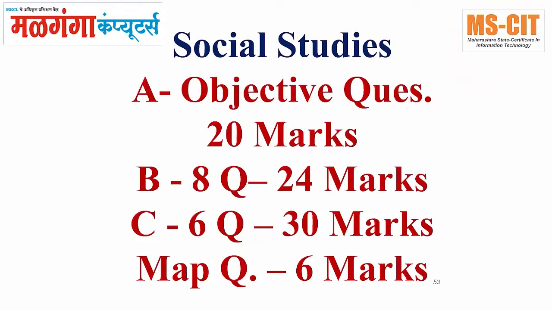In social studies, SST, 20 marks objective questions are there. Then section B, 8 questions, 3 marks each question, so total 24 marks. And section C, 6 questions for 30 marks. And in addition to that, a separate map question for 6 marks will be there, so total is 80 marks.